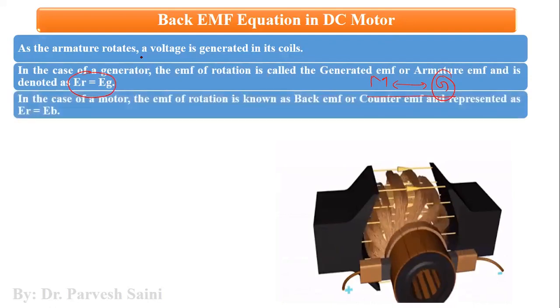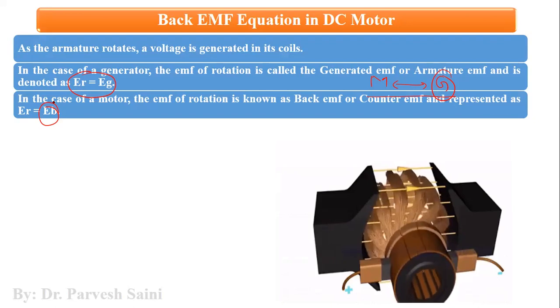But in case of generator, we call such voltage as generated EMF, which is given by EG. And in case of motor, we call the same EMF as back EMF, because in case of motor, we do not need the EMF. We need the motor action, right? The purpose of motor is to convert electrical energy into mechanical energy, but because we are getting an EMF which opposes, which counters the supply voltage, we call such EMF as back EMF.